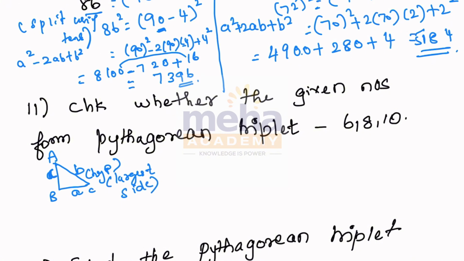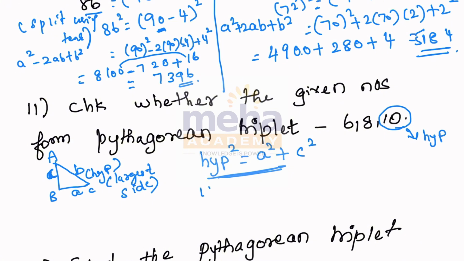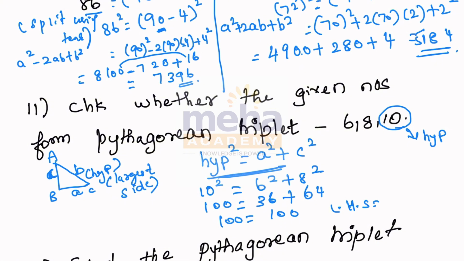According to the Pythagoras theorem, the hypotenuse square is equal to the sum of the squares of the opposite sides. We know 10 is the largest side, which is the hypotenuse. Then we have to prove 10 square should be equal to 6 square plus 8 square. 6 square is 36, 8 square is 64 and 10 square is 100. So on both sides we get 100. So here LHS is equal to RHS. So this triplet is actually a Pythagorean triplet.